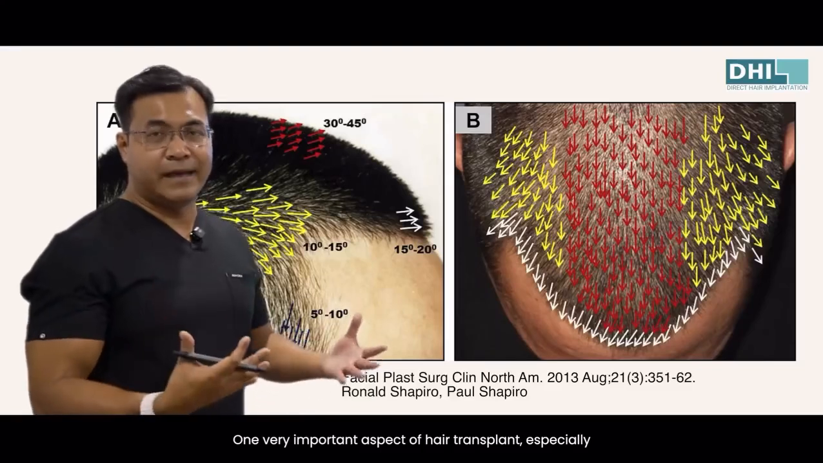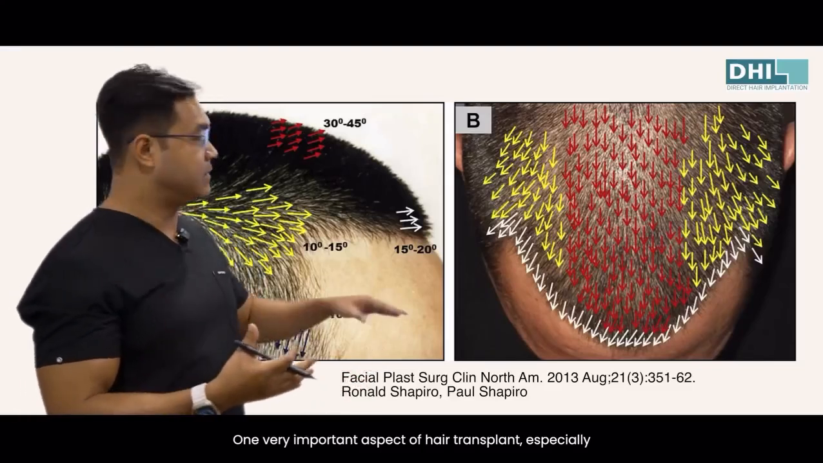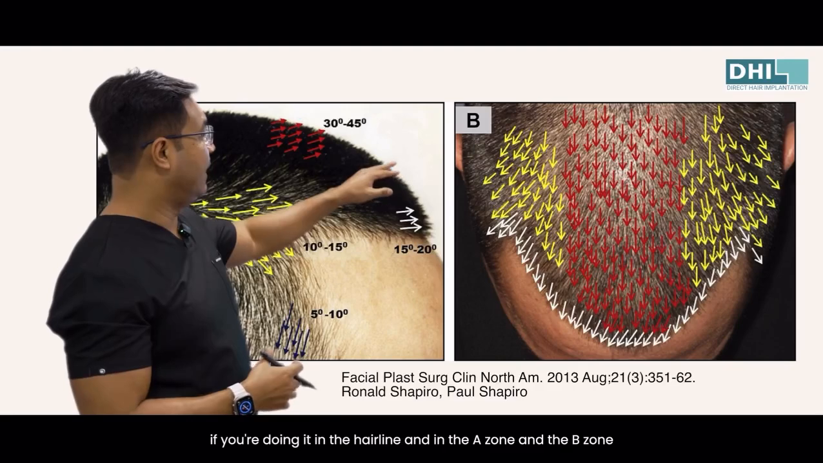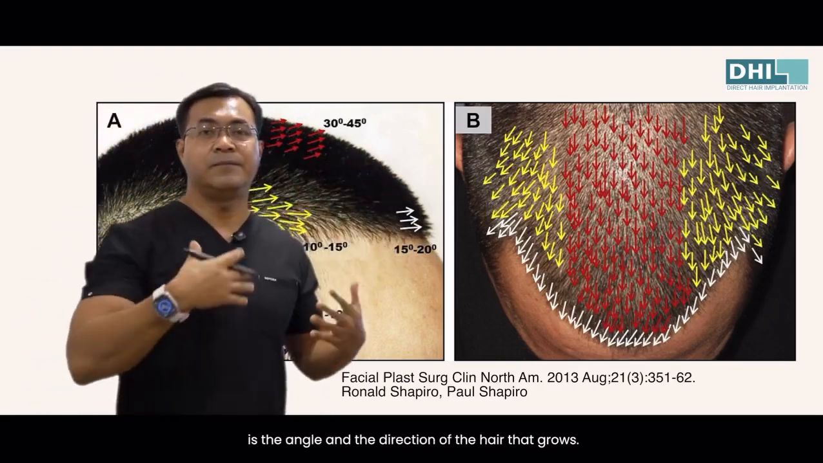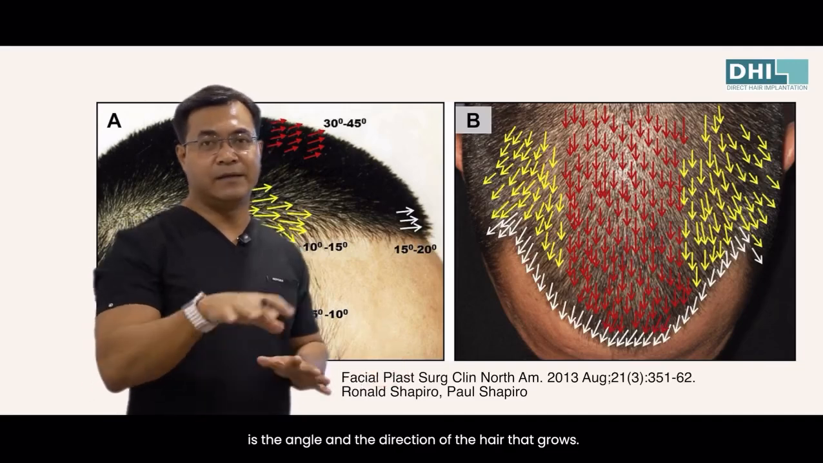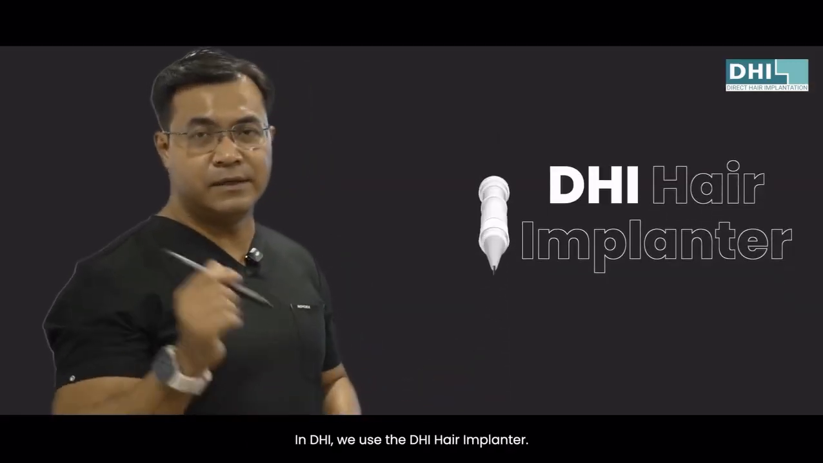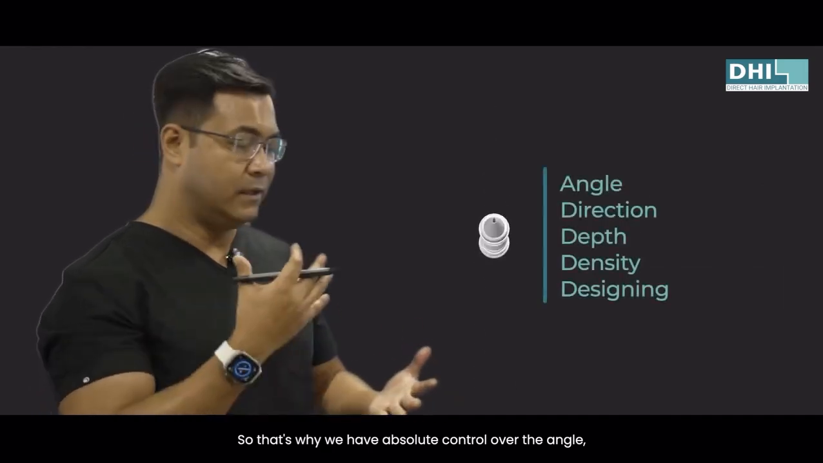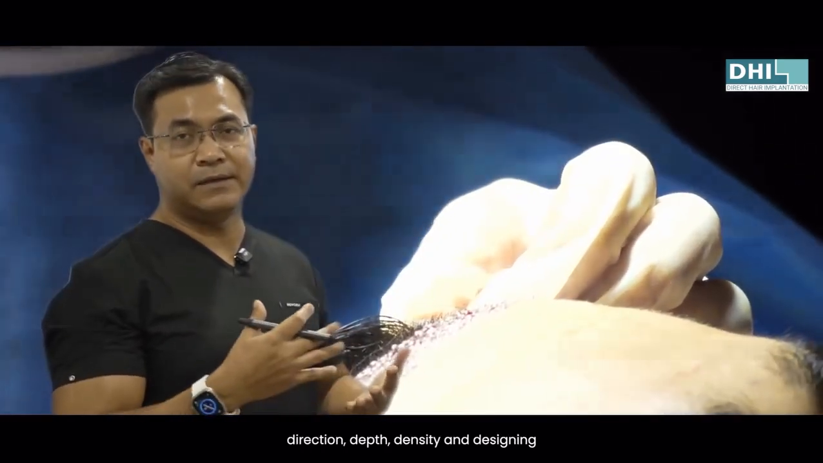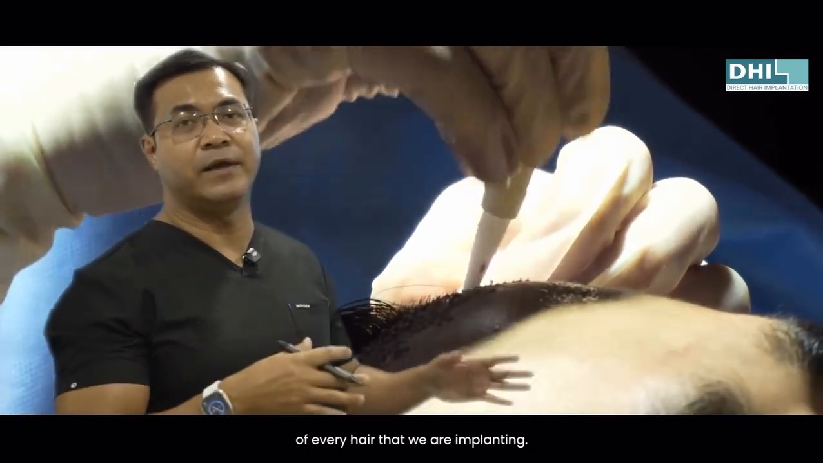One very important aspect of hair transplant, especially if you're doing it in the hairline and in the A zone and the B zone, the front and the mid part, is the angle and the direction of the hair that grows. In DHI, we use the DHI implanter, so that's why we have absolute control over the angle, direction, depth, density and designing of every hair that we are implanting.